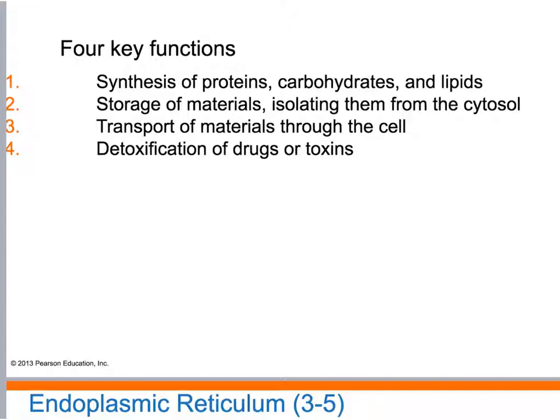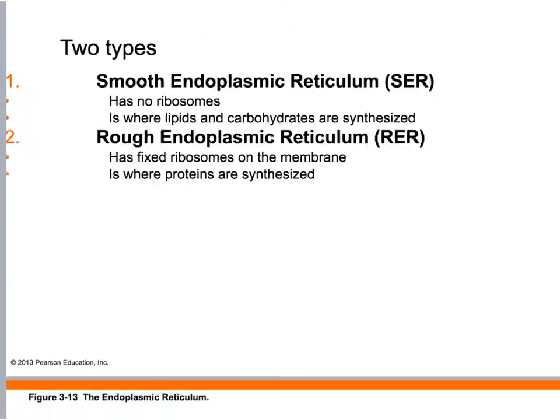Now we're going to begin the membrane-bound organelles, or the membranous organelles. The first one is the ER, endoplasmic reticulum. It has four major functions. It synthesizes proteins, carbohydrates, and lipids. It stores materials. It transports those materials through the cell. It's involved in detoxification of drugs or toxins.